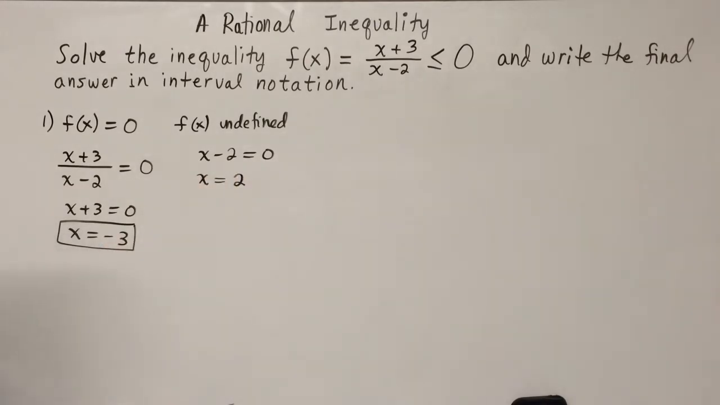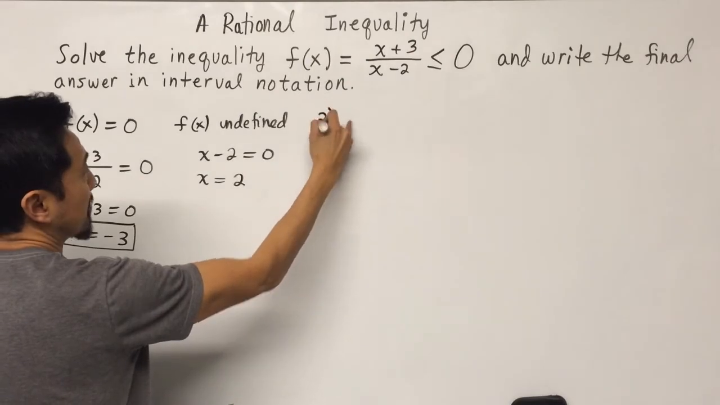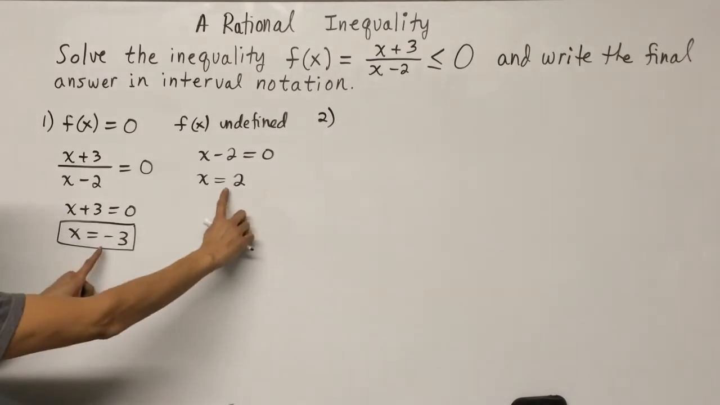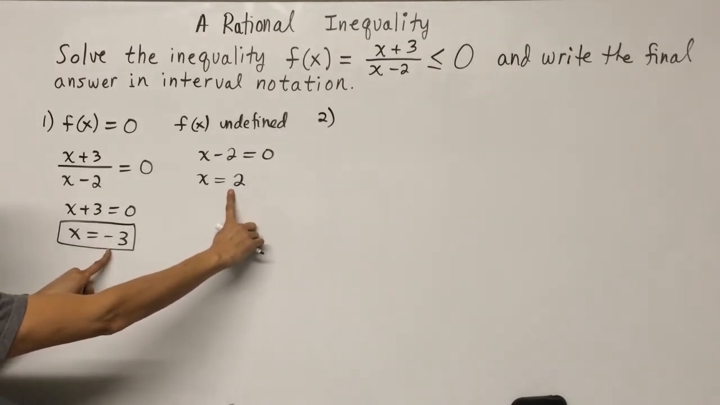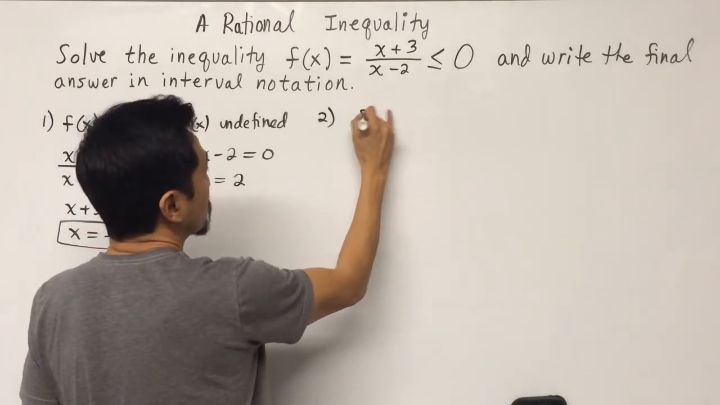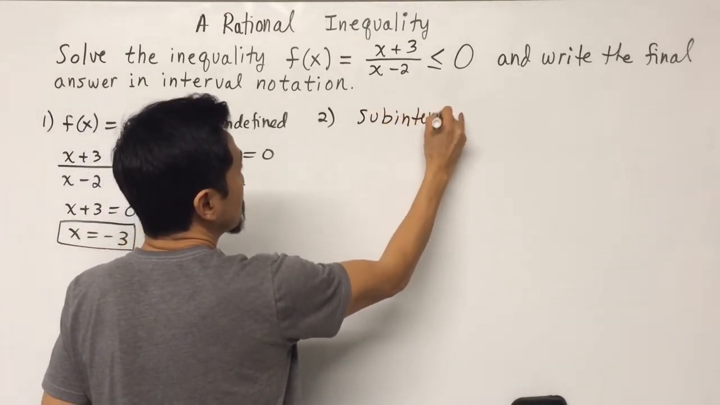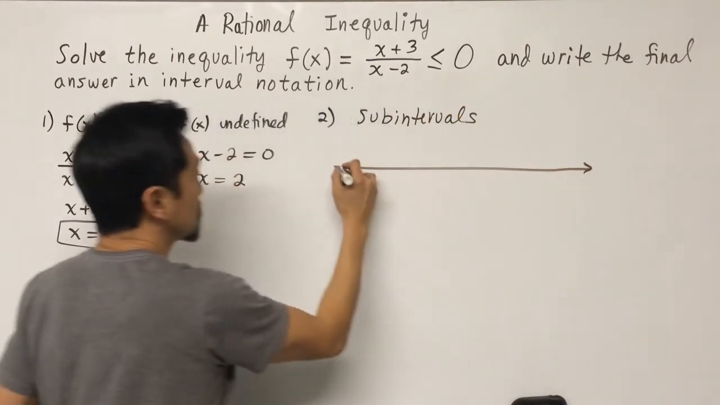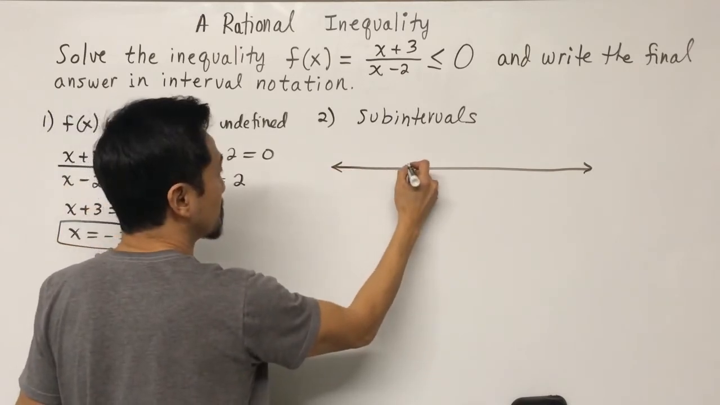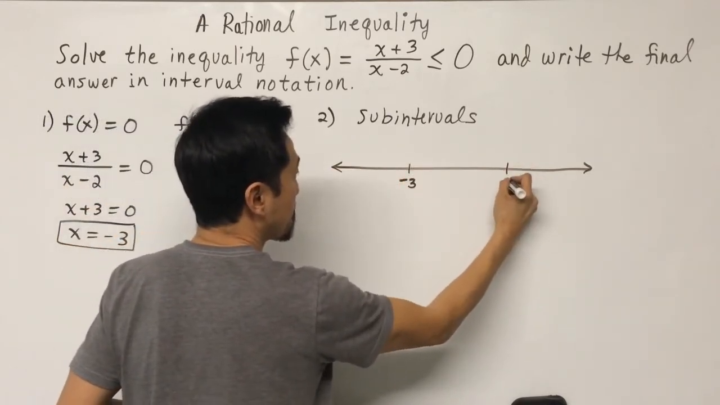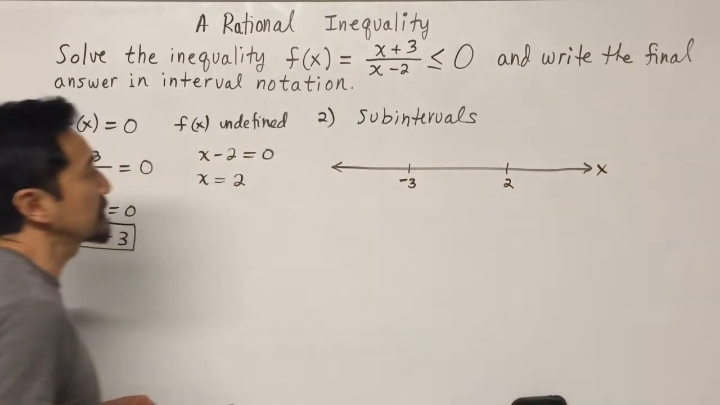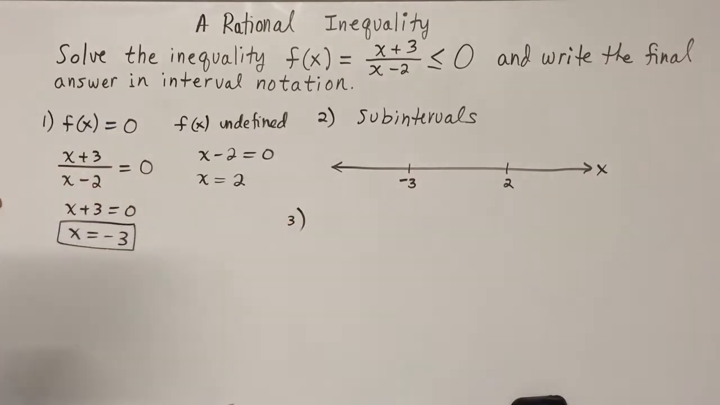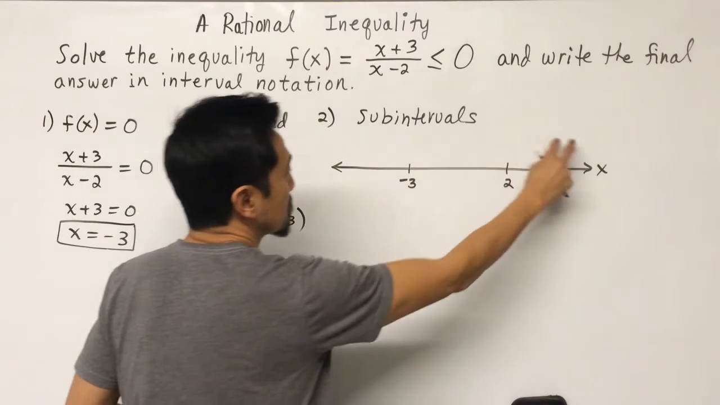All right, so now the next step is to cut our domain using these values that we got from step number 1. Okay, and that's going to create what we call the subintervals. So the domain gets cut up into subintervals using the values from step number 1. Okay, there's our x-axis. And now we're going to determine the sign of f of x on each of those subintervals.